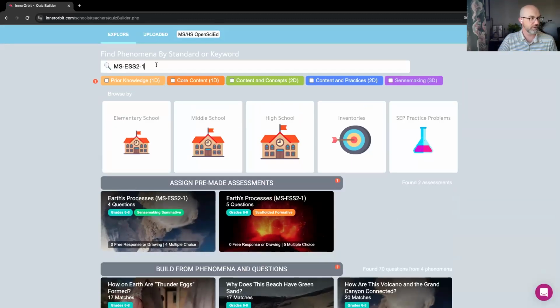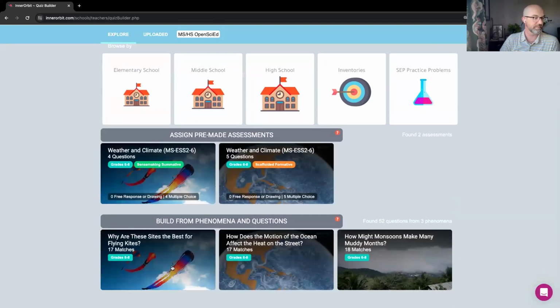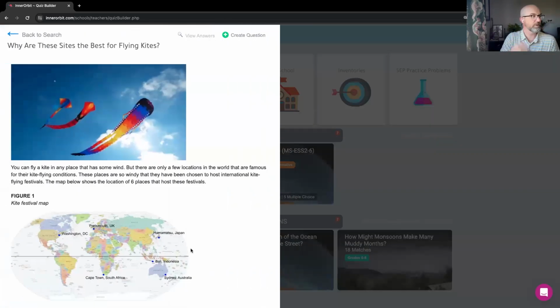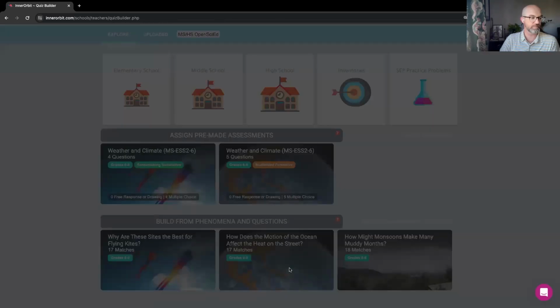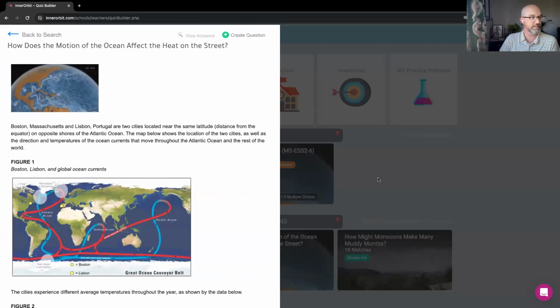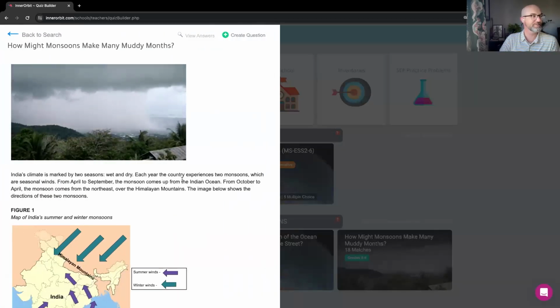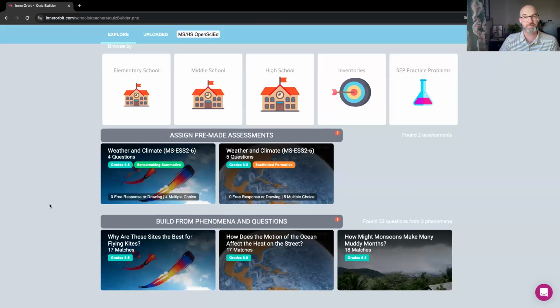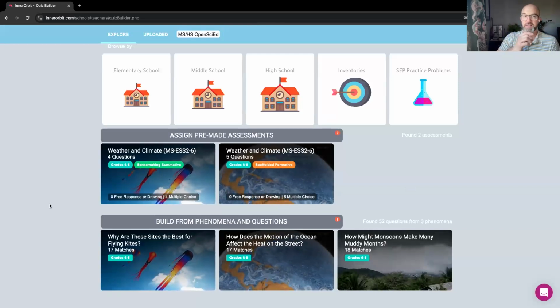And in addition, there's MS-ESS2.6, so you can dive into phenomena for MS-ESS2.6 and ask them to explain why these sites are the best for flying kites, or how the motion of the ocean affects the heat on the street, and how monsoons might make many muddy months. That is a tongue twister. All of these are examples of different standards and phenomena that we can use to give students ways to grapple with those earth science concepts that lead up to those high school standards.